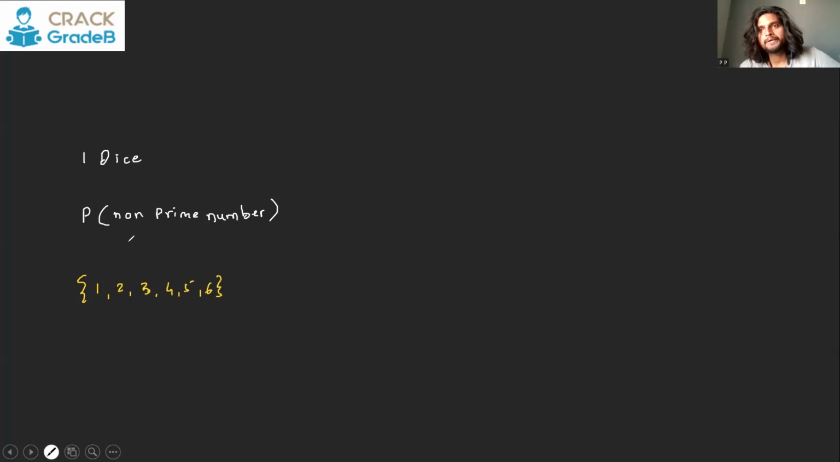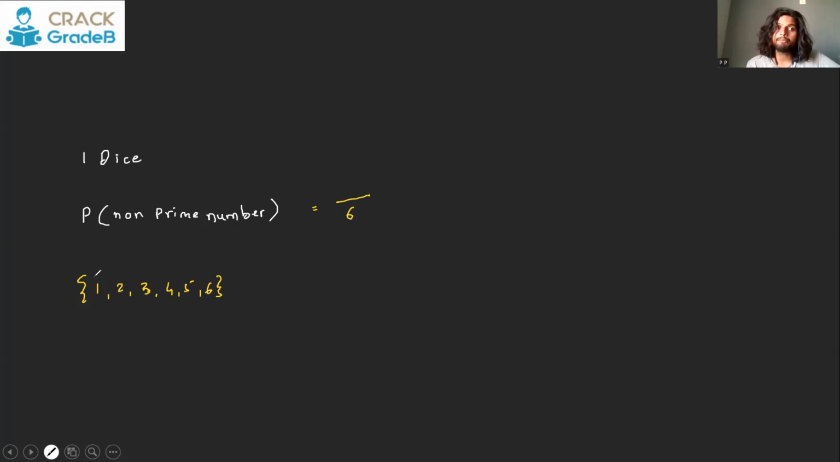Let's see what happens in case of dice. If you throw 1 dice, the question is, what is the probability that the number shown on the face is a non-prime? So sample space writing is easy in case of 1 dice. There can be either 1 or 2 or 3 or 4 or 5 or 6. If you're throwing a dice, we have only 6 possible outcomes. So the denominator is going to be 6, out of which you want a non-prime number.